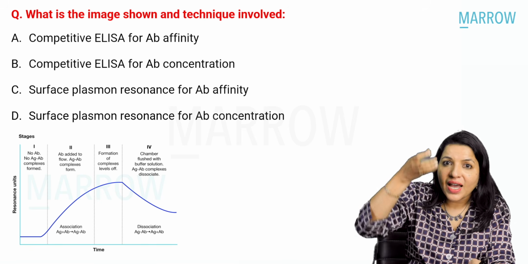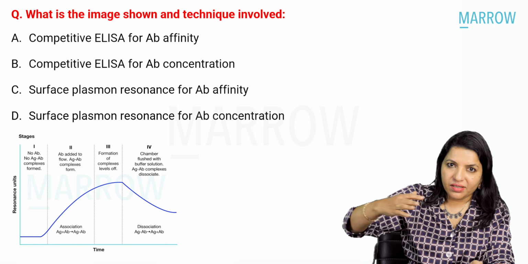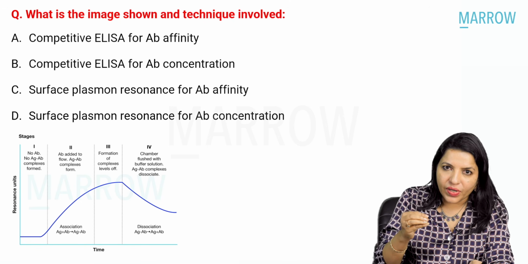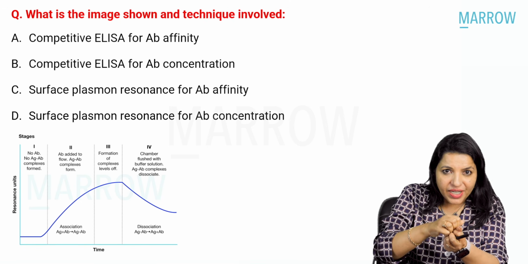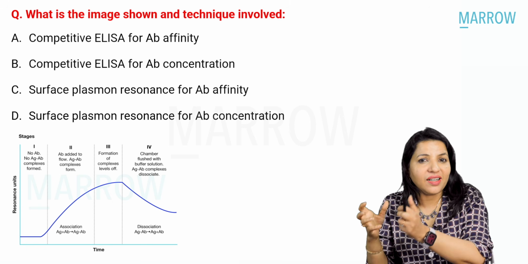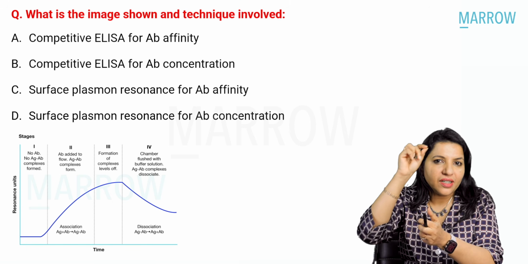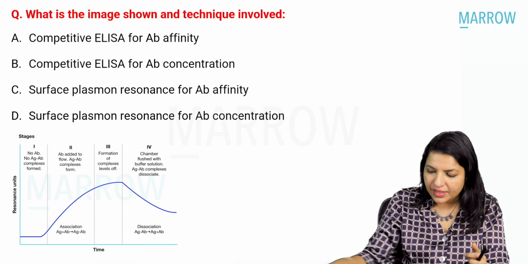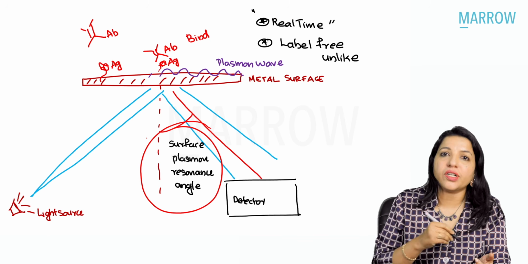Real time means as and when. For example, in real time PCR, we know as and when amplification takes place. Likewise, as and when the antigen antibody reaction is taking place, we are checking a particular physical property, and that is called an angle. I'll show this angle, the surface plasmon resonance angle.